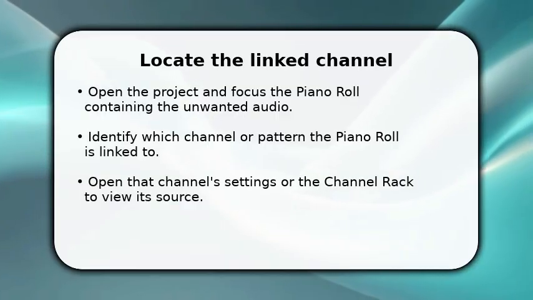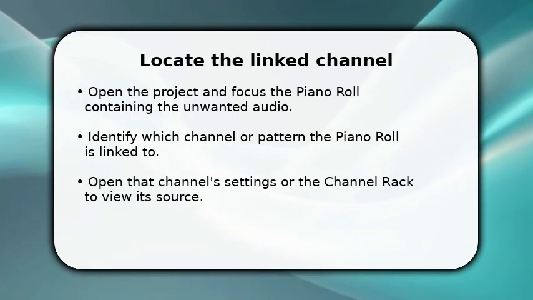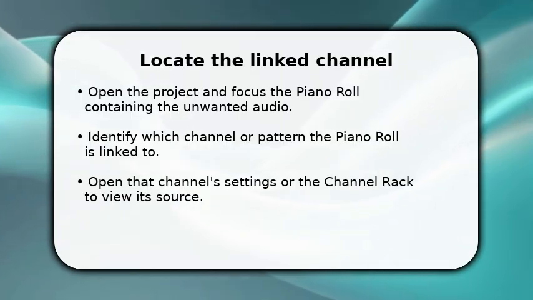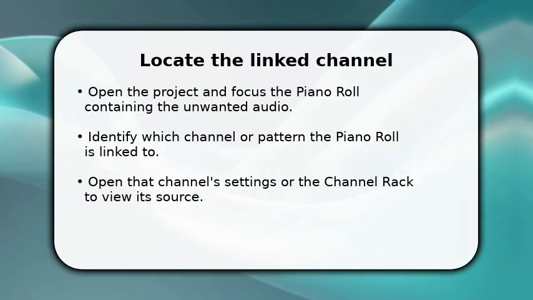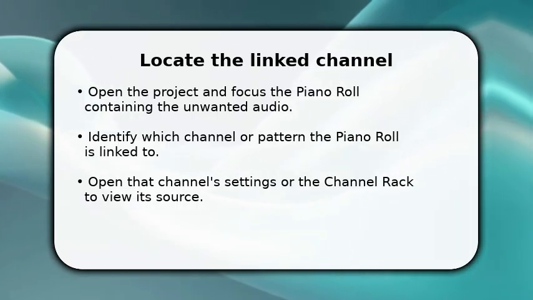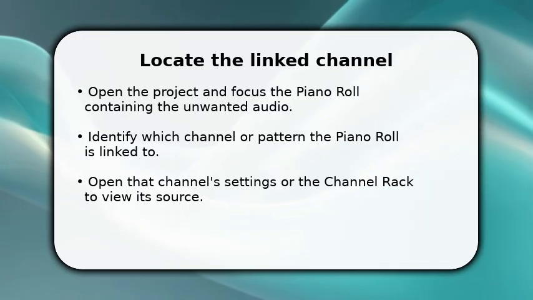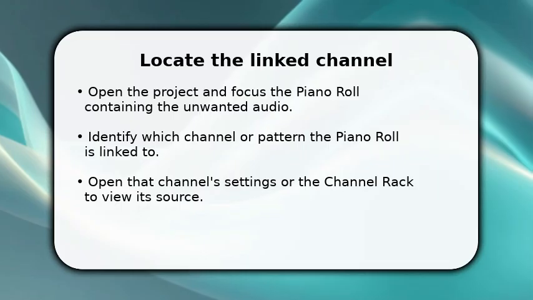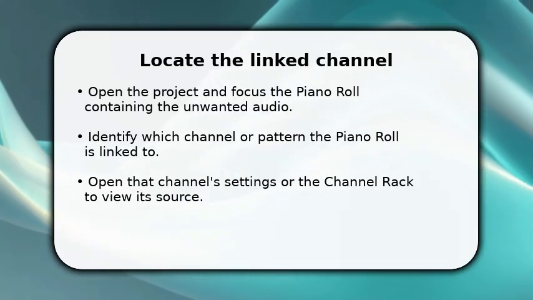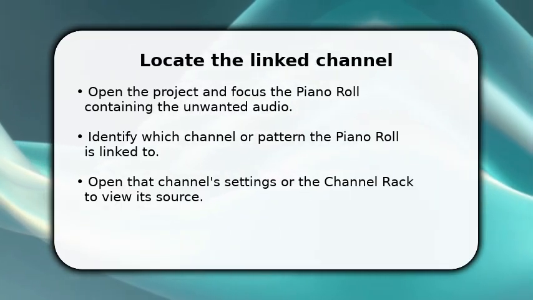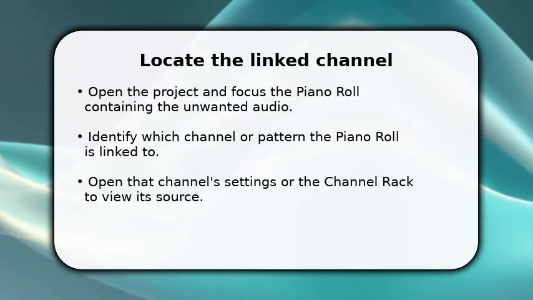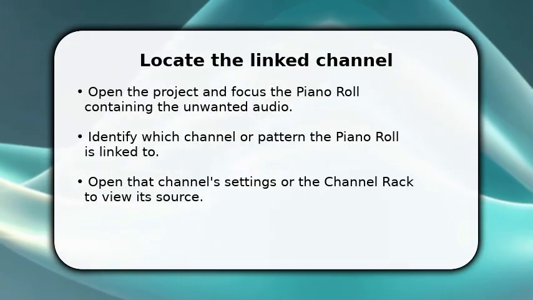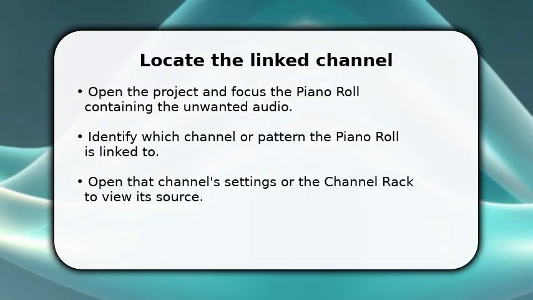You start by finding the exact channel that's producing the audio you see in the piano roll. Once the piano roll is open, look at the top left or header to read the channel name, then open the channel rack or instrument settings. Make sure you can see whether the channel is a sampler, audio clip, or instrument. Once identified, pause and confirm the channel is the one you want to modify. This prevents deleting the wrong data and preserves other tracks.